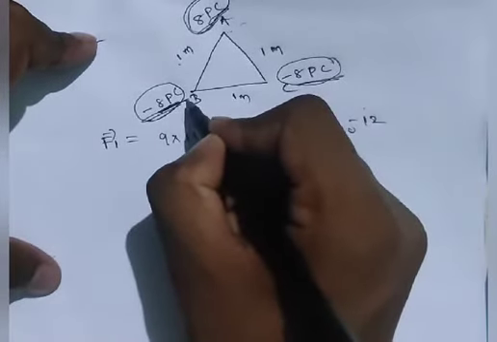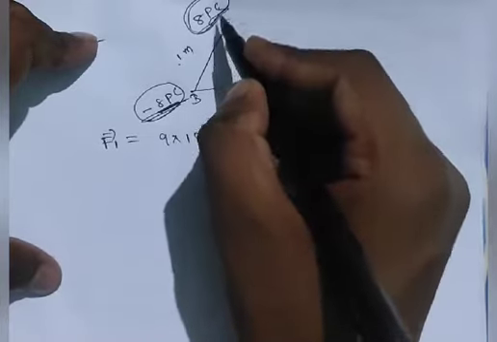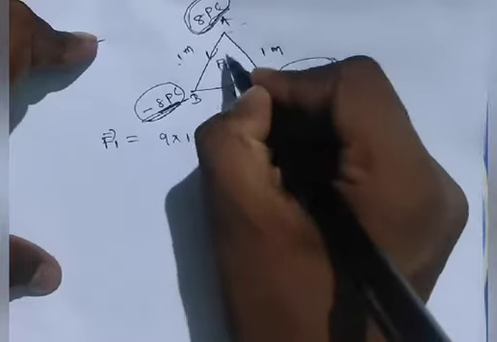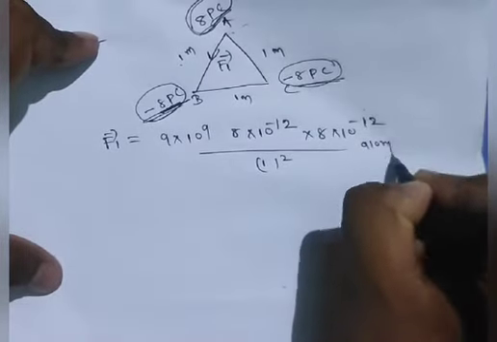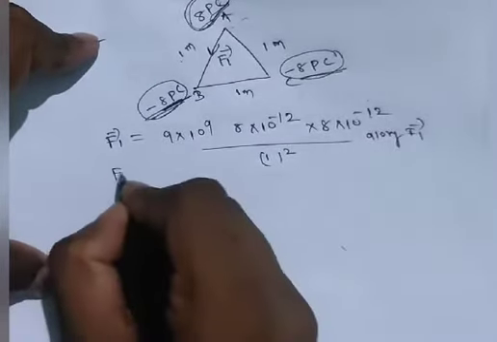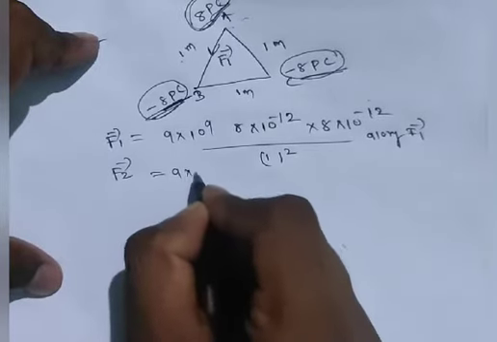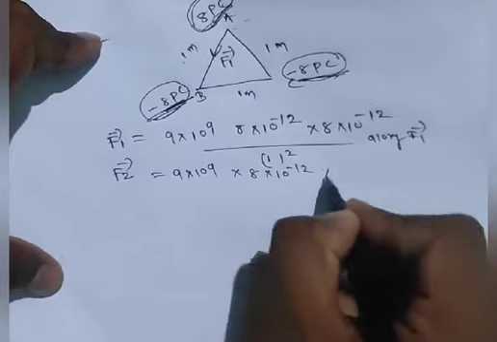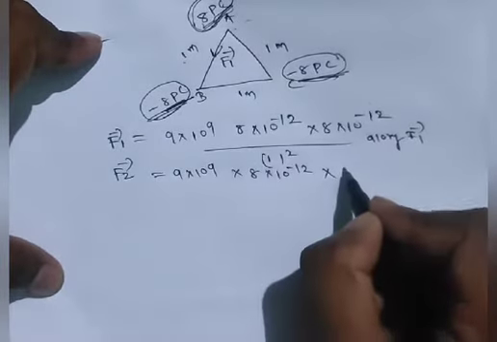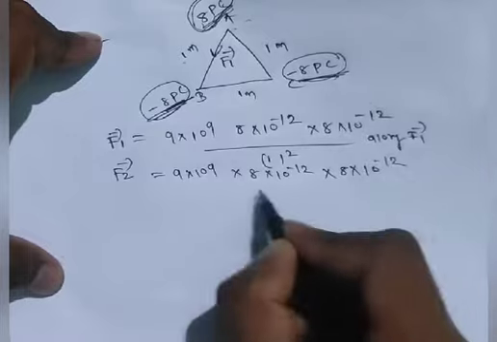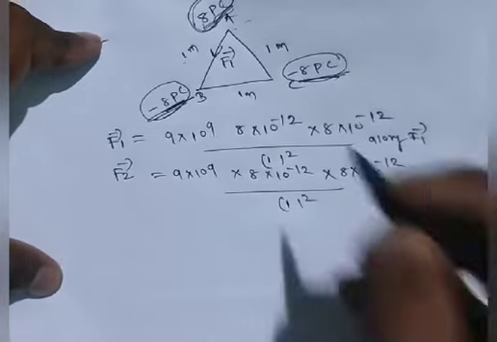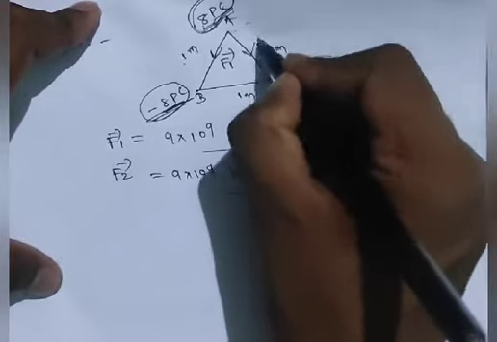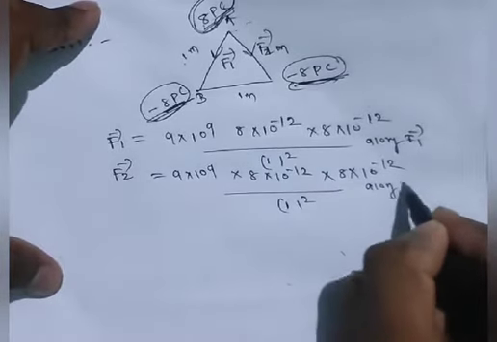This is negative and this is positive, so the force of interaction will be attractive. So F1 will be directed along F1. Similarly, F2 will be 9 into 10 to the power 9, 8 into 10 to the power minus 12, and Q2 is also the same, 8 into 10 to the power minus 12, and the distance is 1 squared. And this is negative, this is positive, so the force will be directed along F2.